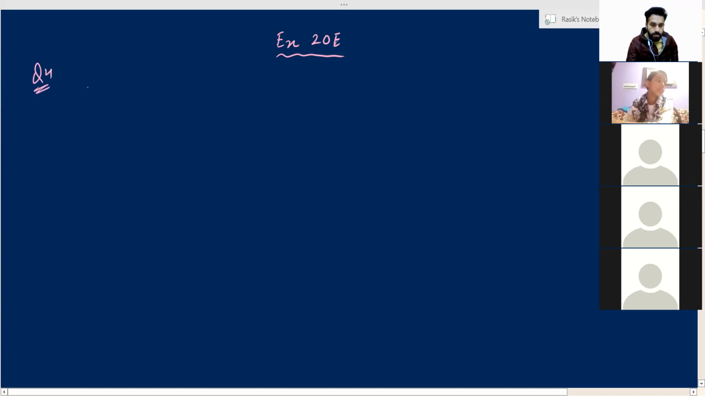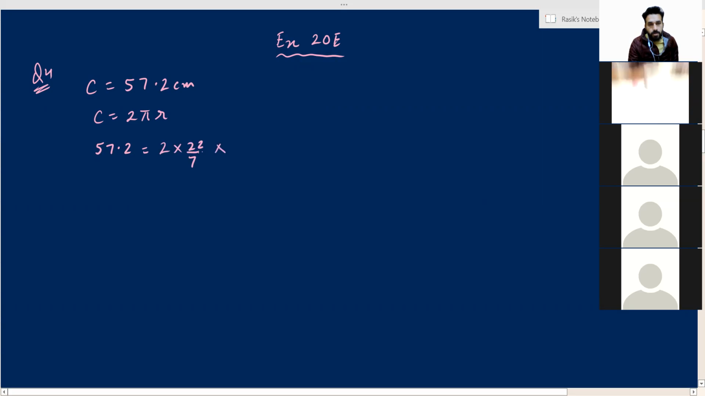So question 4. Find the radius of a circle whose circumference is 57.2 centimeters. Circumference of a circle is given, 57.2. So question number 3 is our homework. Day before yesterday, circumference is equal to 2 pi r. 57.2 is equal to 2 into 22 upon 7 into r.